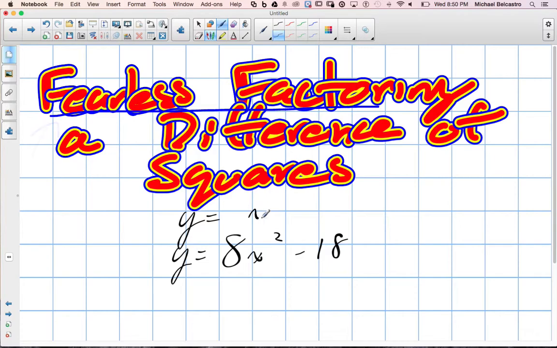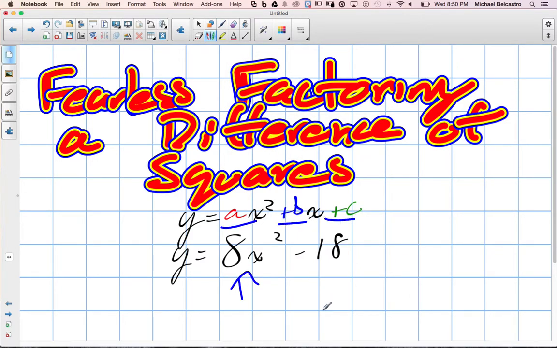y is equal to ax squared plus bx plus c, right? So we're used to 3 terms, 1, 2, 3, and we only have 2 terms here. So let's try to figure this out.